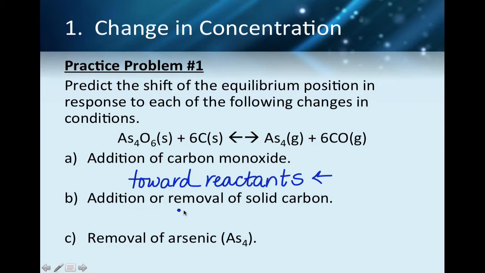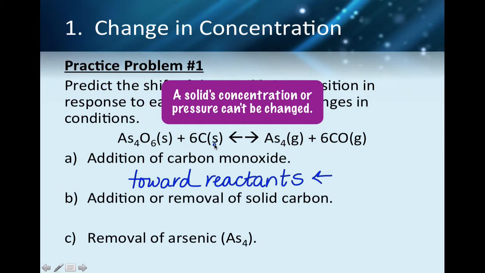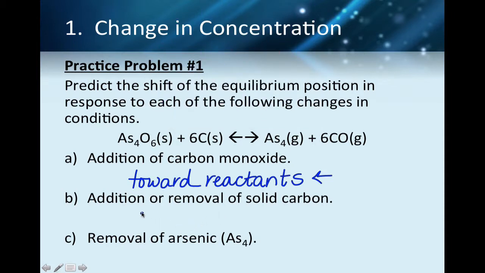Okay, if we have the addition or removal of solid carbon. Well, we just said that a solid does not affect equilibrium. So if I add or remove the solid carbon, it is not going to matter. So this is going to be no effect. It's not going to do anything.